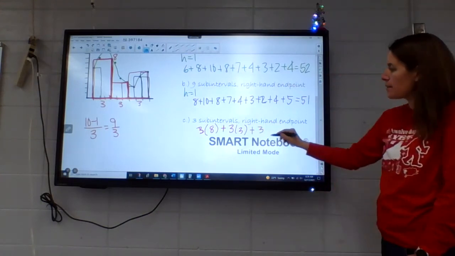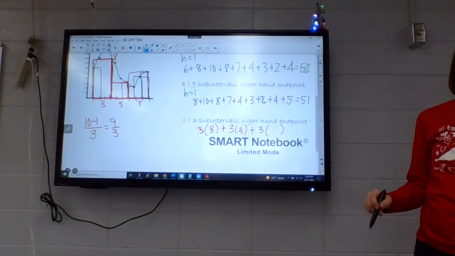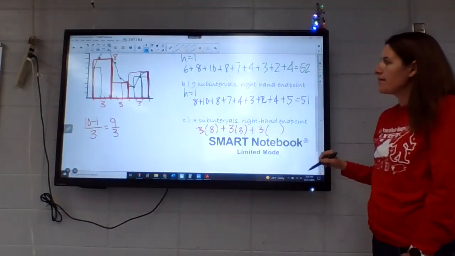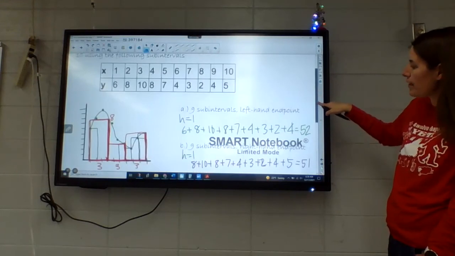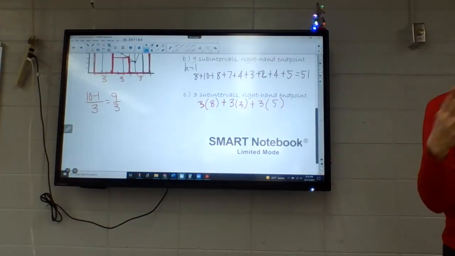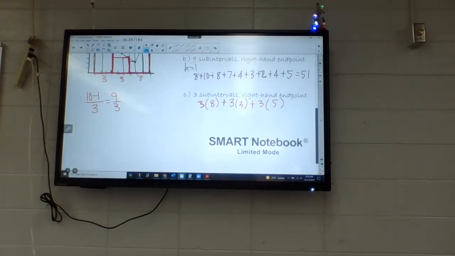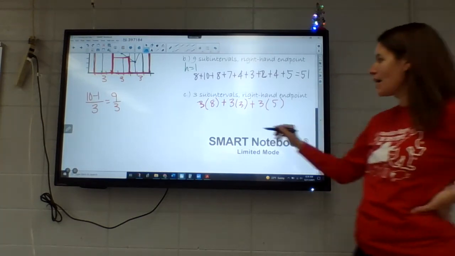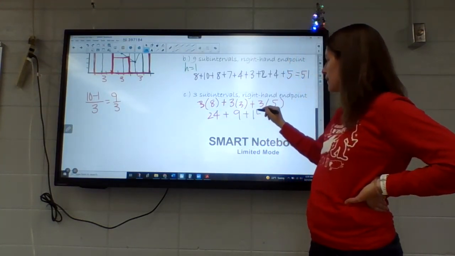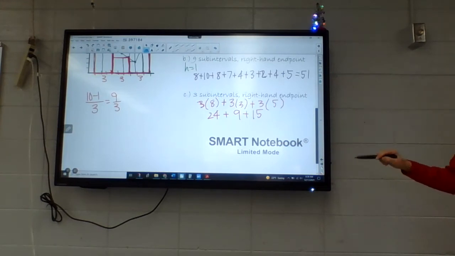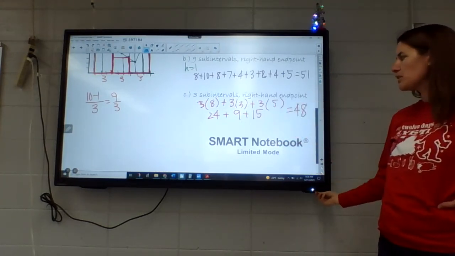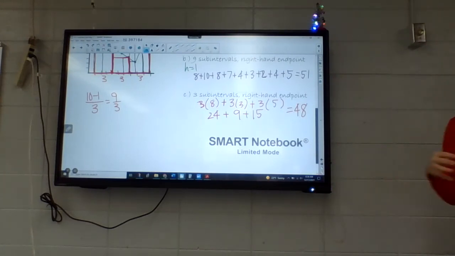And then 3 times F of what? 10. Now we're looking at this line over here. F of 10 was how much on our chart? 5. Now typically with fewer rectangles, it's not as good of an estimation. We'll see how close we get here. What do we get? That's 24, 24, so we get 48, right? Not too bad. We're not too far off of those other ones.